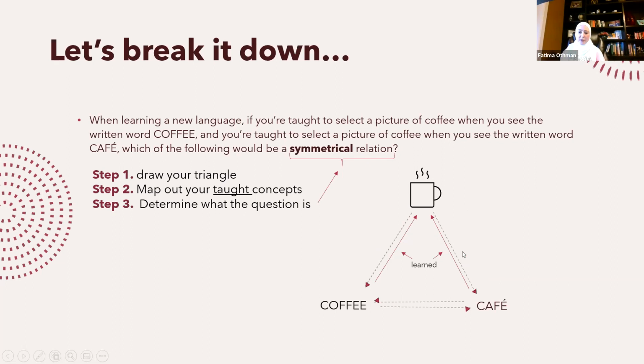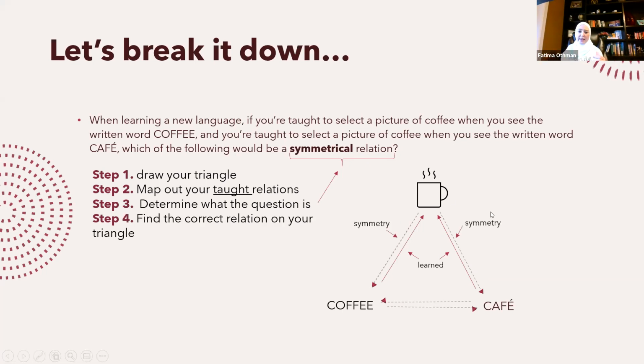Yeah, so these two arrows right here, these are going to be the symmetrical, right? Because remember, that's just the reverse of something that you already learned and that was reinforced. Now you're reversing it. That's symmetry. Find the correct relation in your triangle. Okay, so right here, I just labeled them symmetry, symmetry.